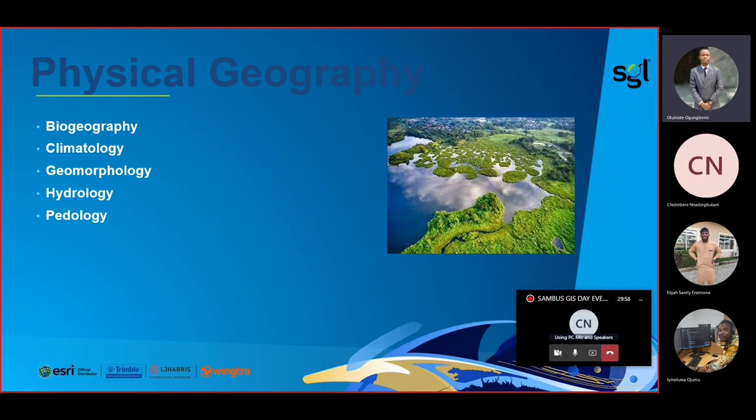Geomorphology is for landforms. I know all of you did the plains, plateau, valleys and all that. Then hydrology for water. I know your teachers must have mentioned rivers in Africa or rivers in Nigeria, River Niger, River Benue. So this is another area that some of you might be interested in. Pedology is the study of soils.